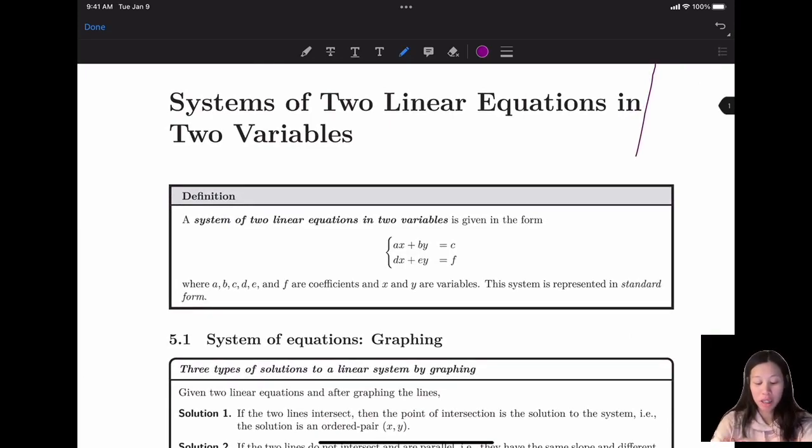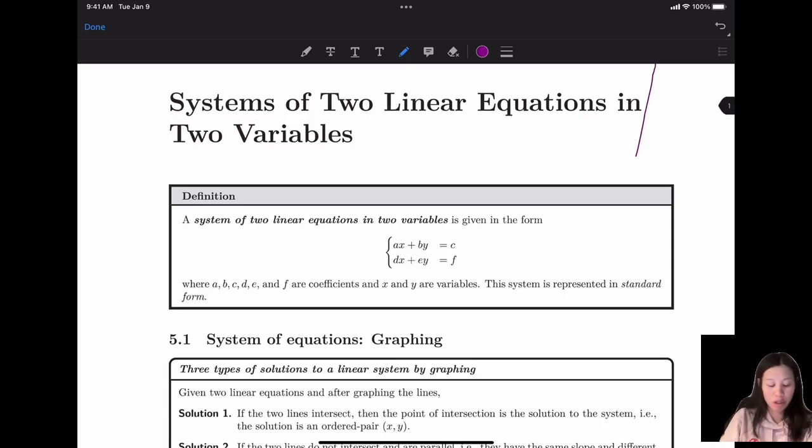A system of two linear equations is given in the form of ax plus by equals c, dx plus ey equals f, where a, b, c, d, e, f are coefficients, and x and y are variables. The system is represented in standard form.